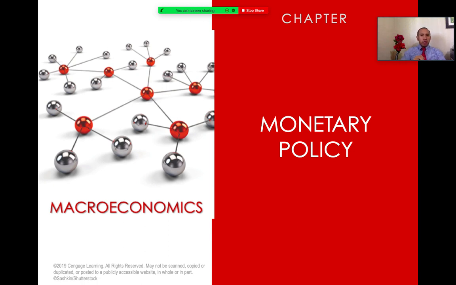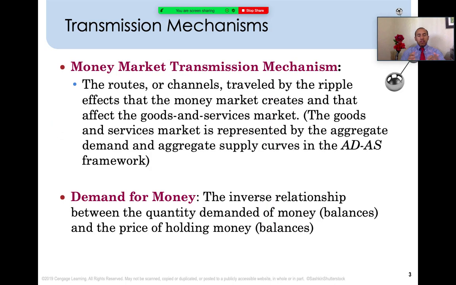Today's subject is monetary policy and economic activity. Monetary policy is one of the most important economic tools that is used to stimulate or contract economic activity, and it creates transmission channels that can go through the economy to stimulate the market. The money market creates a transmission mechanism, which is the routes or channels that travel through the economy and create ripple effects within the market to stimulate the economy.